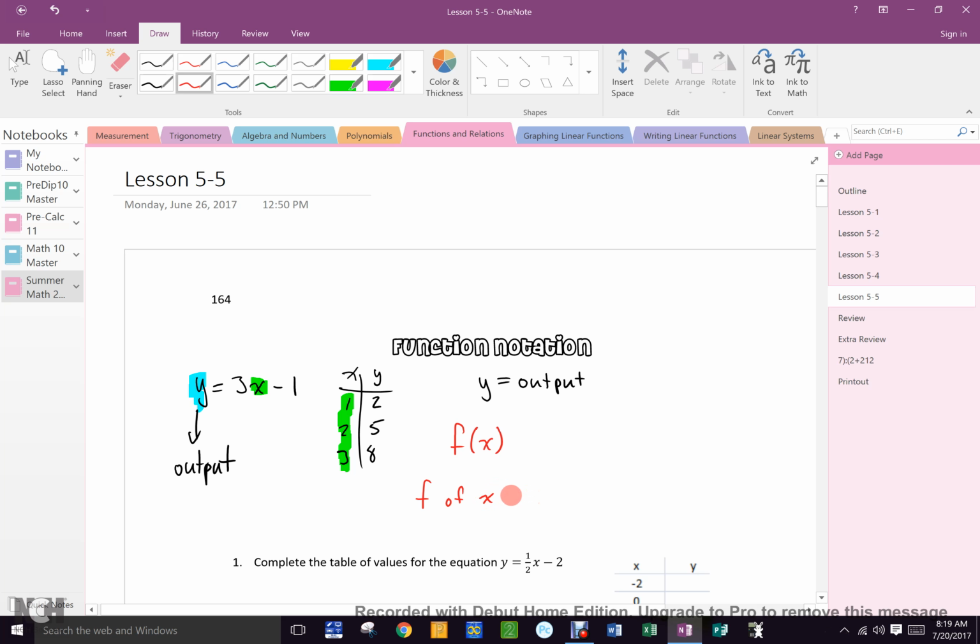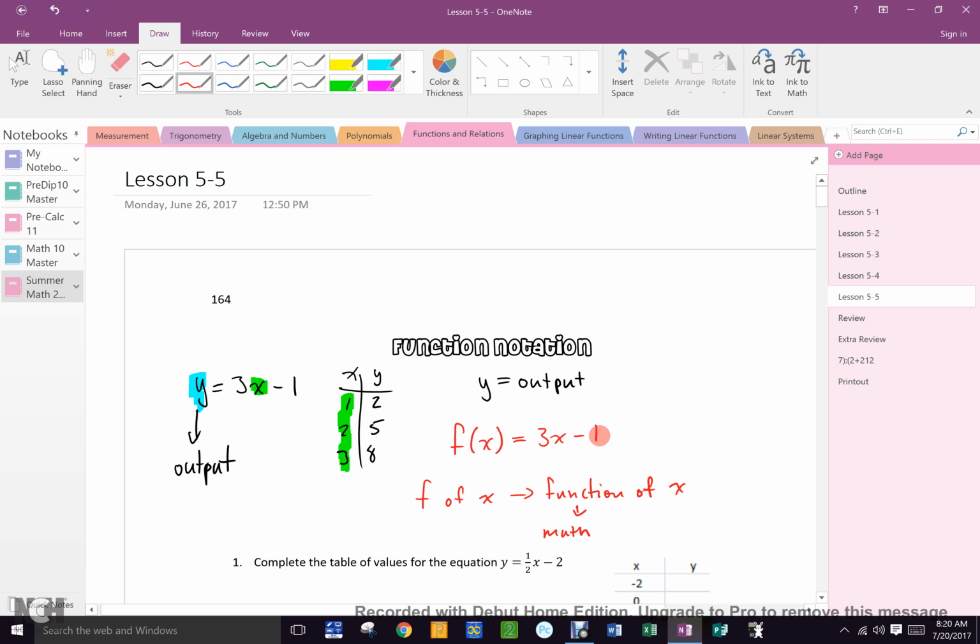And what that means is a function of x. Now, function just means some math. So you're going to be doing some math with the variable x. Everybody cool? So instead of writing it this way, you're now going to write them this way. F of x equals 3x minus 1.